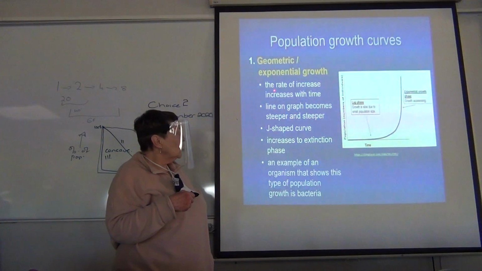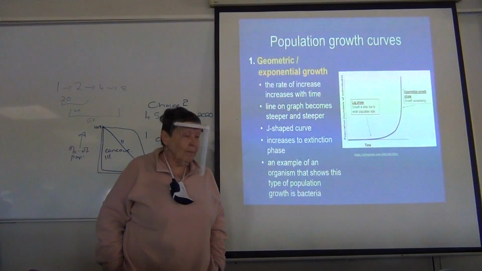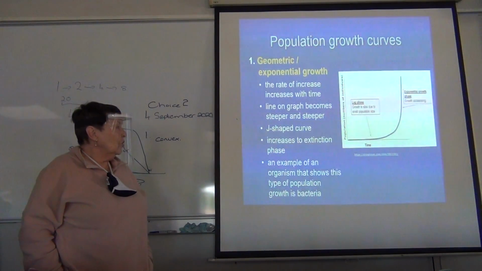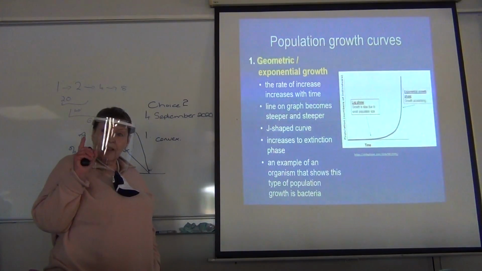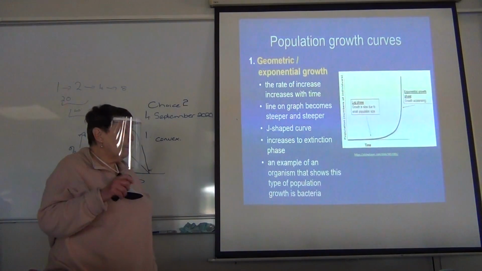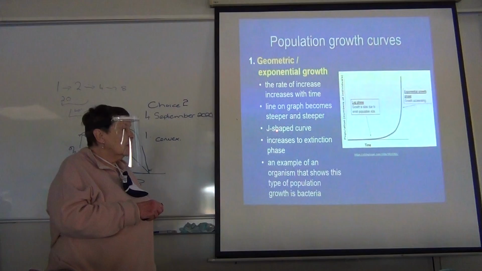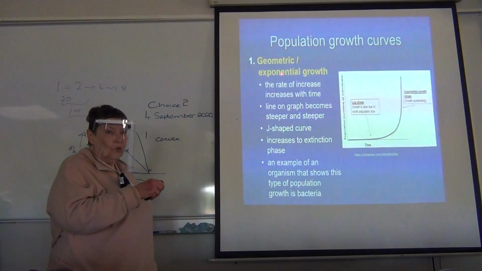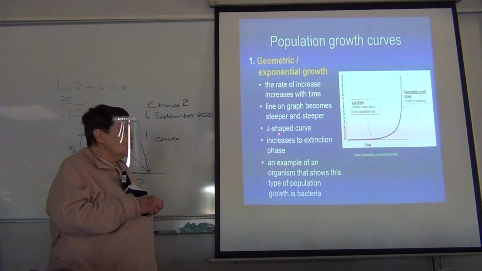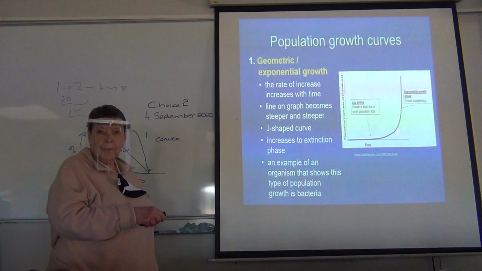Okay, so what do you see? The rate of increase increases with time. The line on the graph therefore becomes steeper and steeper. Now listen carefully, don't get this wrong. It forms what is called a J-shaped curve. This is not the name of the growth curve. It is a description of the shape of the growth curve.